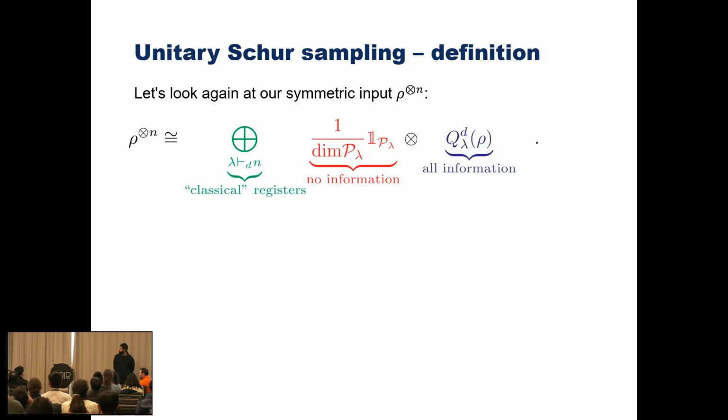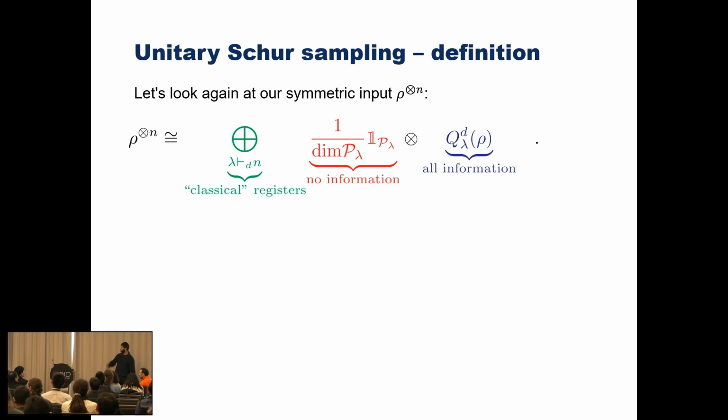Let's apply it to our state, rho to the tensor n. We can now use Schur's lemma and the Schur transform to say that rho to the tensor n actually has this form. That means it's a direct sum over these lambdas, of the maximally mixed state on the permutation register and some state on the unitary register. And this really makes sense. We don't have any permutation information about the state, because it's maximally symmetrized. We have no idea in which order they arrived.